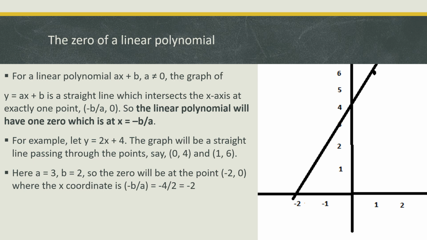Now here, if you compare with y is equal to ax plus b, we have a is equal to 3, b is equal to 2. So the zero will be at the point minus b by a, which is minus 2, 0. So at the point -2, 0, the x coordinate is -2. So we can say -2 is the zero of this linear polynomial.